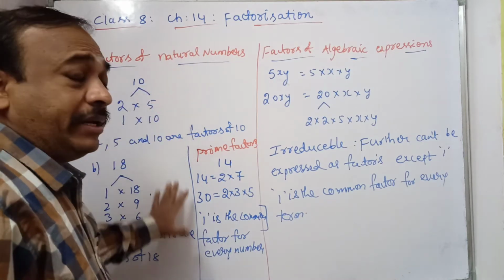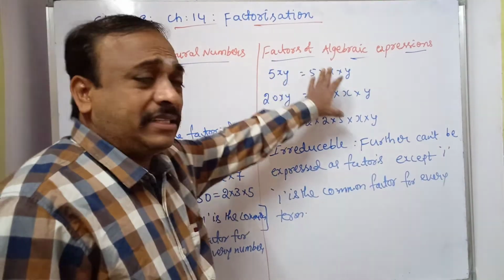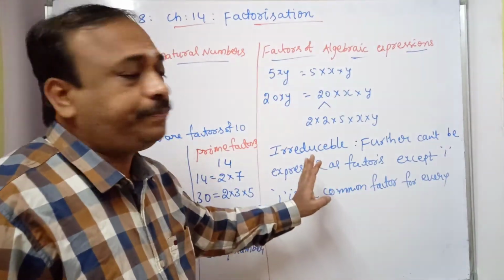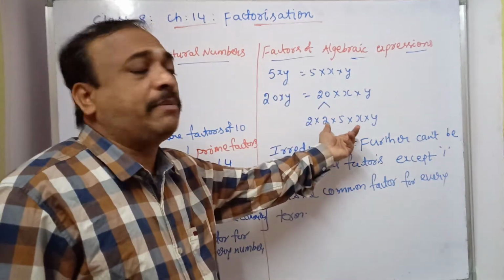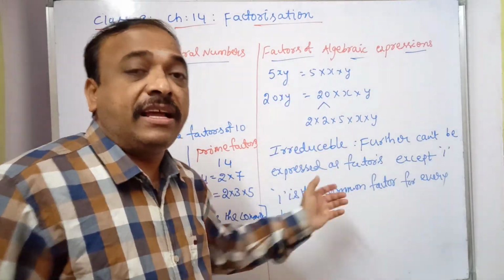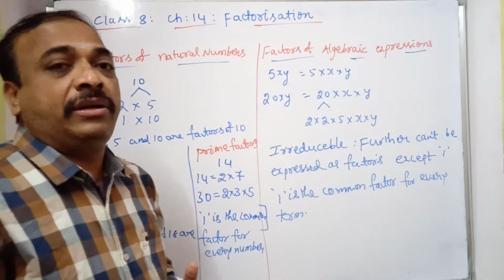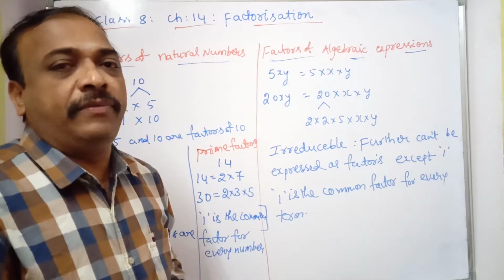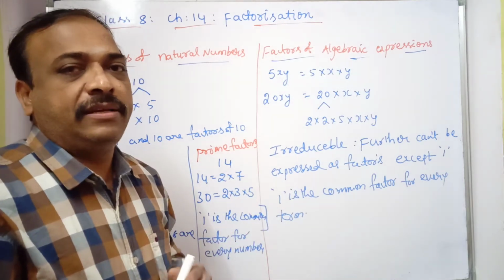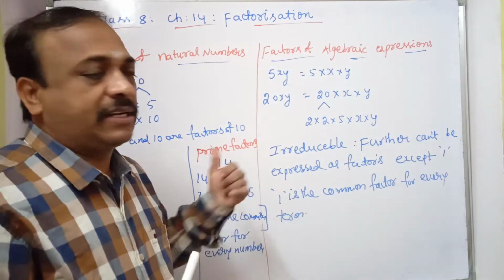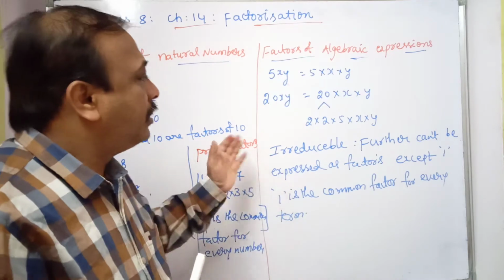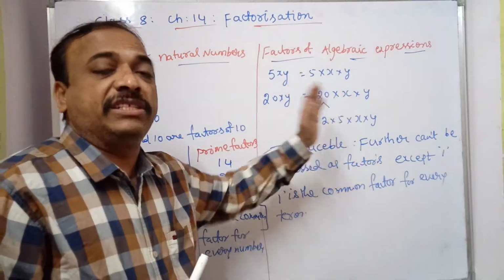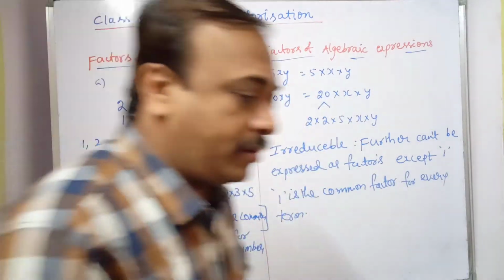See, these are the natural numbers. These are algebraic expressions. The terms we express as a product of their factors. Factorization is nothing but expressing in terms of the product of its factors. Let us now see further what algebraic expression factorization is.